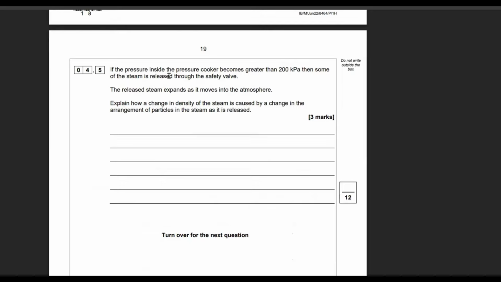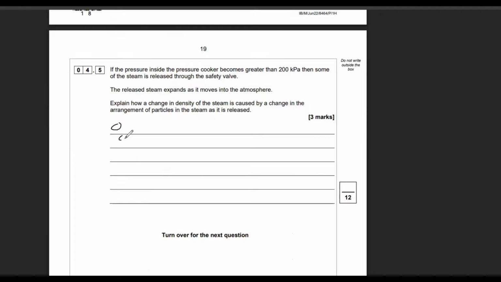If the pressure inside the pressure cooker becomes greater than 200 kilopascals, then some of the steam is released through the safety valve. The released steam expands as it moves into the atmosphere. Explain how a change in density of the steam is caused by a change in the arrangement of particles in the steam as it is released. So what do we want to say? Released steam expands as it moves into the atmosphere. So what do they mean by expand?